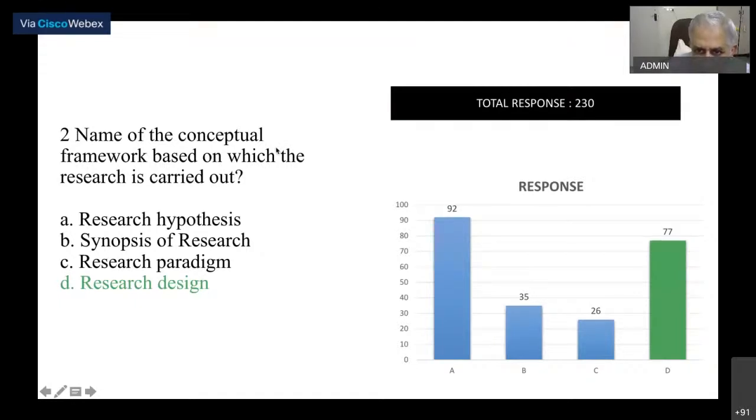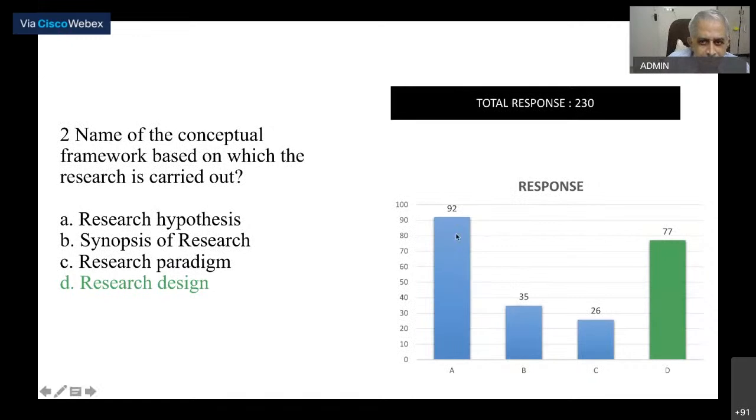Out of this, 92 people did not answer correctly. 77 people have given the correct answer. So not even 50% could answer. So please remember that research design is the conceptual framework on which you carry out your research. Your research design should be strong, then only you can correctly carry it out.